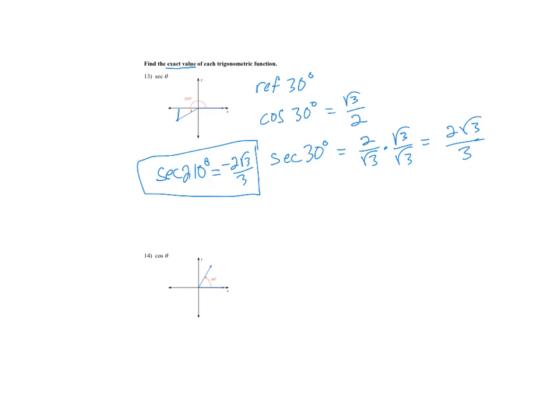Okay, for this one, this is in the first quadrant. So the first quadrant is already an acute angle. Our angle is 60 degrees, so the angle is the reference angle. So we have to figure out what the cosine of 60 degrees is. In the first quadrant, all the trig functions are positive, so the cosine of 60 is 1/2. And that is our answer. Cosine of 60 is 1/2.